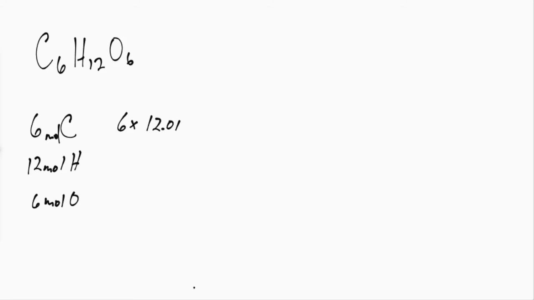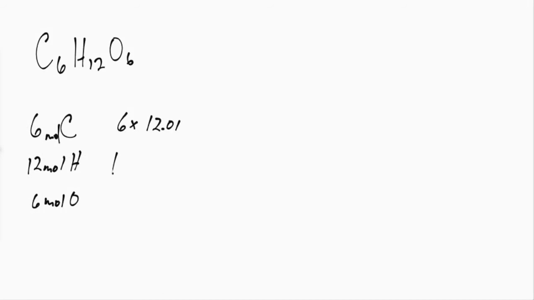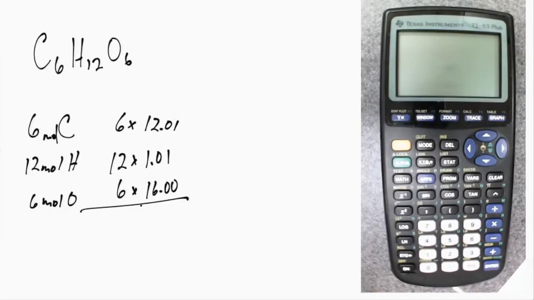Let's put your periodic table back up so you can take a look at it. What would I write for hydrogen? 1.01. What would I write for oxygen? 16. Okay, so coming back here, 12 times 1.01, 6 times 16. Now this is getting a little much, so I will just go ahead and punch it in the calculator. You need to get good at using your calculator and being accurate with it.